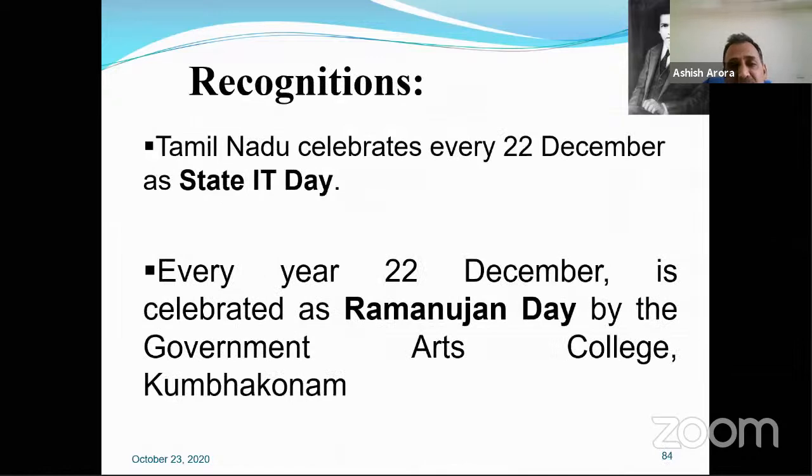Tamil Nadu celebrates every 22nd December as State IT Day. Every year, 22nd December is celebrated as Ramanujan's Day by Government Arts College Kumbakonam.